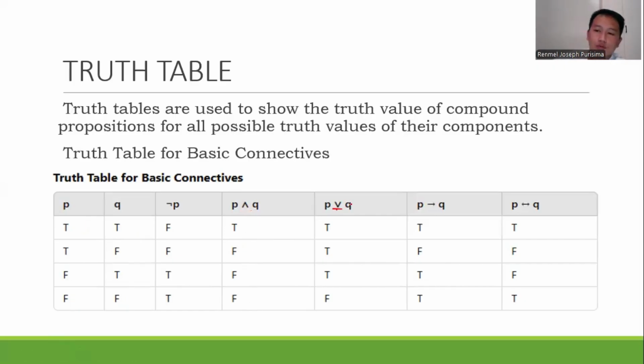For P or Q, or for this disjunction, the only pattern is that it can be false only if both statements are false. So in this case, for P or Q, this row is false. Other than that, they are all true. True, true, true, false, false, true.